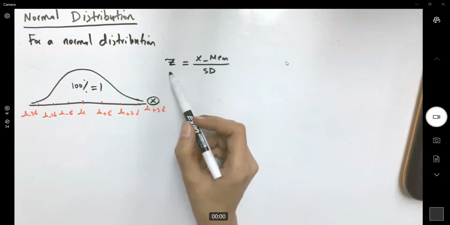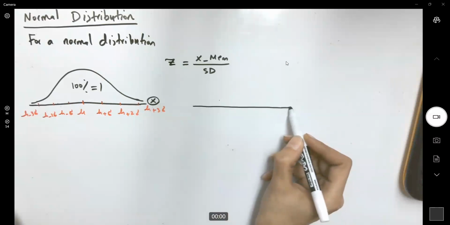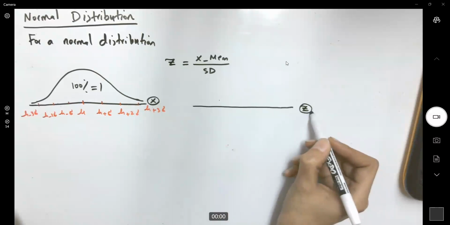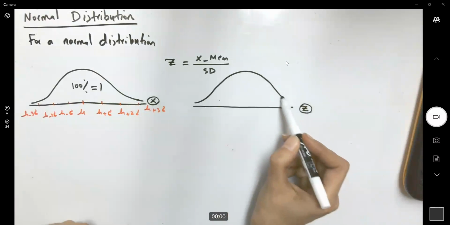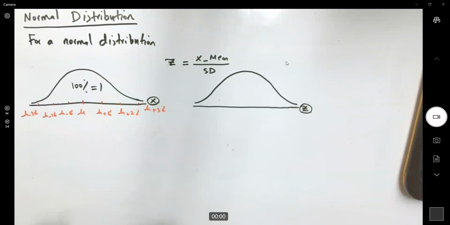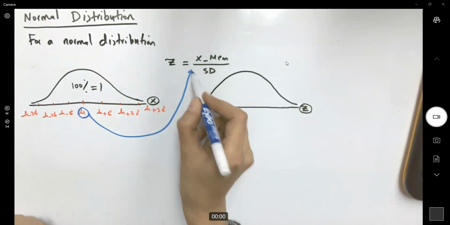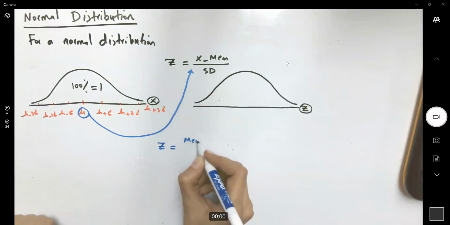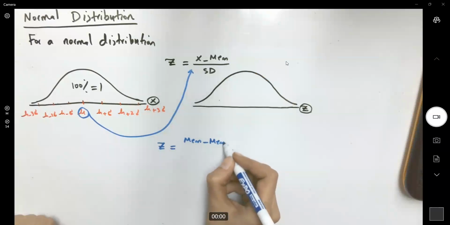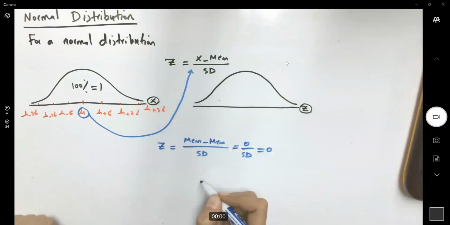Yes. Z is also normally distributed. The graph is the same. However, on the horizontal line, you have Z instead of X. The same graph, the same normal distribution, but with Z values on the horizontal line. Now, take a look at this. If I take the mean and plug that into the formula, what would be Z? Z becomes mean minus mean divided by standard deviation, which is 0 over standard deviation, or 0.